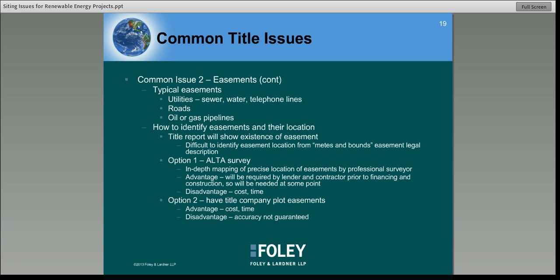So option two, which probably makes more sense when you're in the early development stage, is you can ask the title company to plot the easements for you. This will probably be a few hundred dollars. It's very quick. The accuracy is not guaranteed, but they're generally pretty accurate.